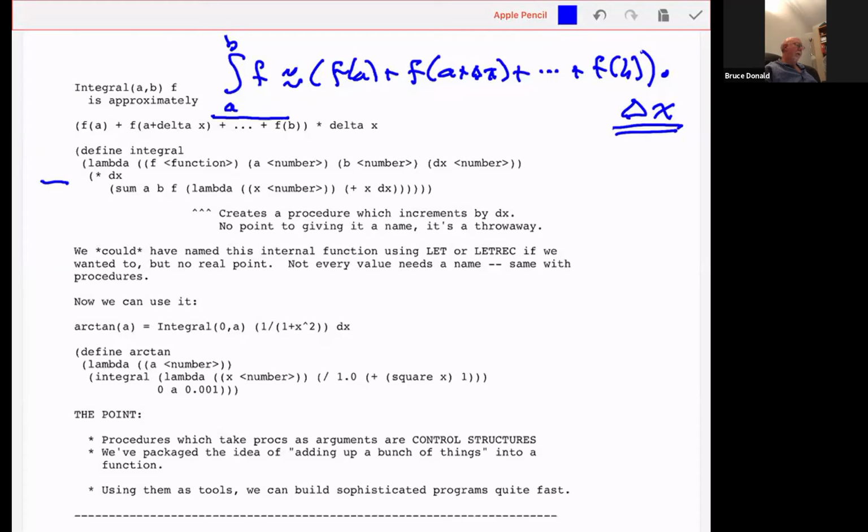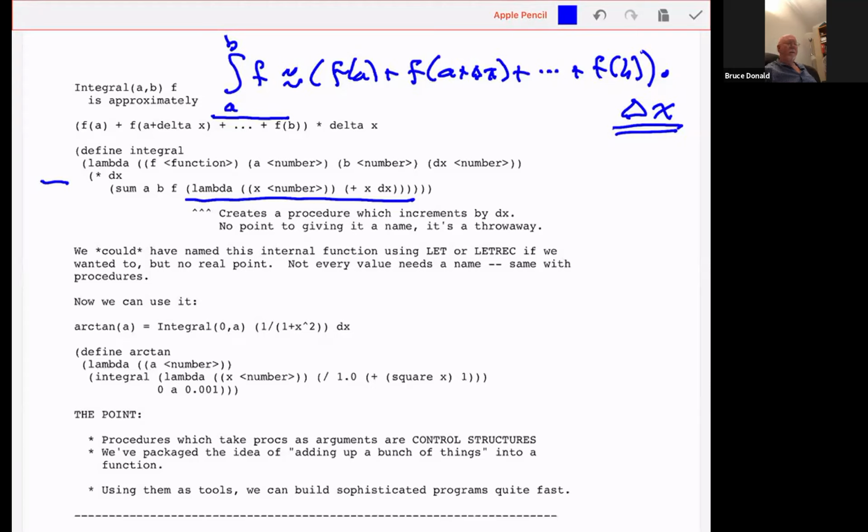But what about the step function to get to the next thing? What I've done here is I created an anonymous procedure, a procedure that takes its argument and increments it by dx. Now I feel stylistically there's no point in giving it a name. It's a throwaway. You're never going to use it again. We could have named it, use letrec, use let if we wanted to. There's no real point. So here's the mantra in real languages like Scheme. Not every value needs a name. The same goes for procedures, because procedures are just another form of value.